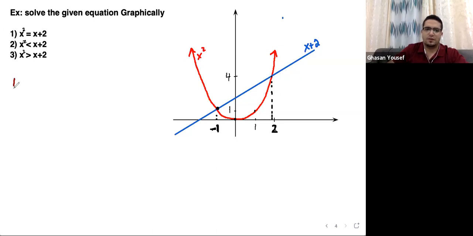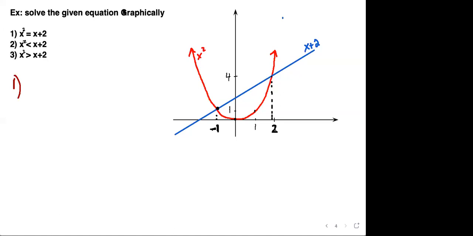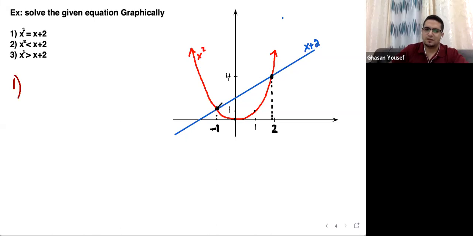Who will solve number 1? Where is x squared equal to x plus 2? In other words, where does the curve x squared intersect the other curve x plus 2? At which x values do both of the curves intersect? I think they both intersect at -1 and at positive, around +2, but a little bit more. It's 2. Yeah, so this is correct.